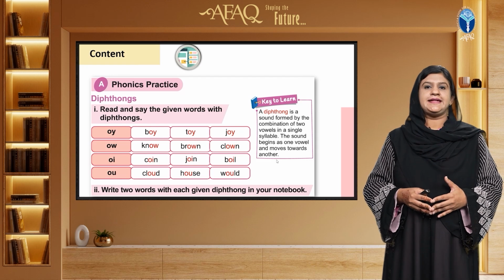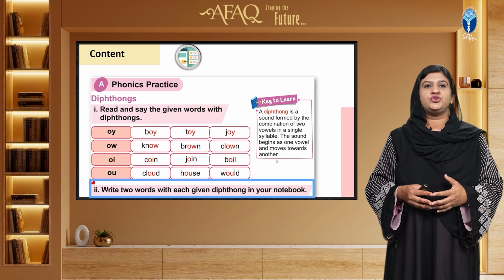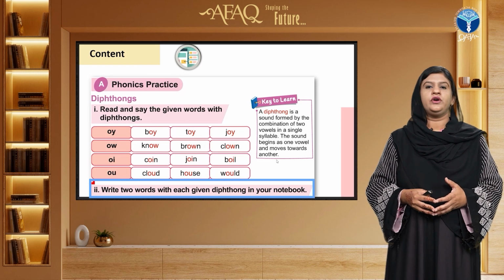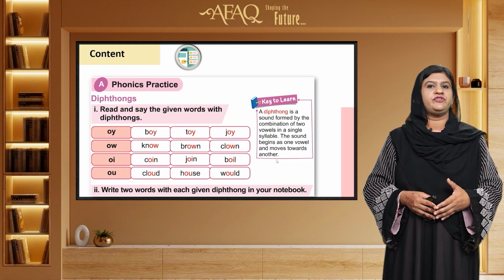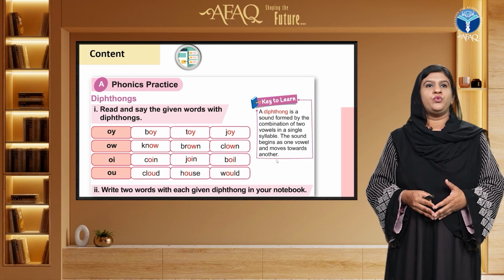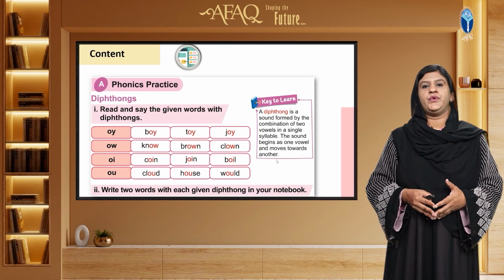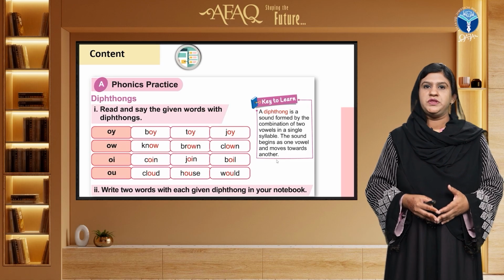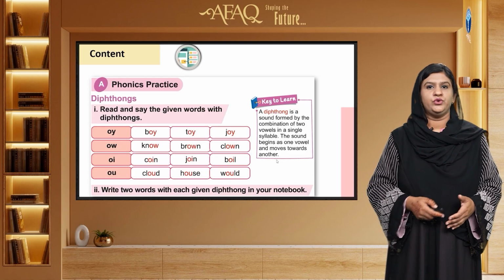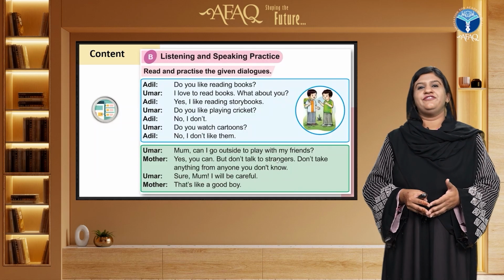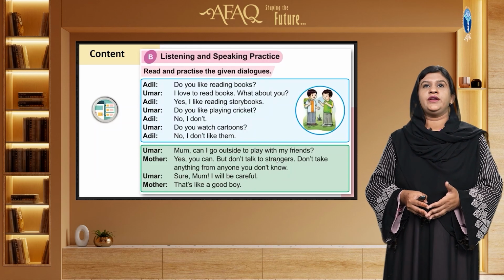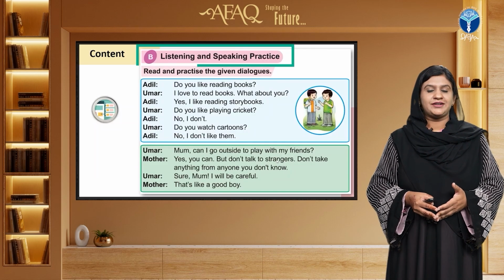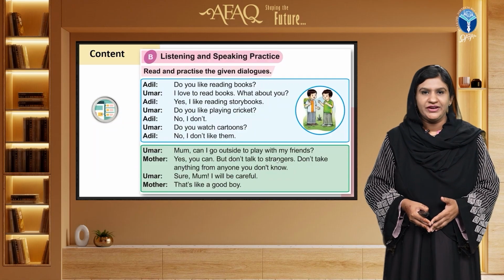Now, the exercise is you are going to write two words with each given diphthong in your notebook. So we have four diphthongs over here, OY, OW, OI, and OU. You are supposed to write a pair of words with each diphthong in your notebook. Let's move forward. We have two dialogues going on in listening and speaking practice. Listen to the dialogues very carefully.